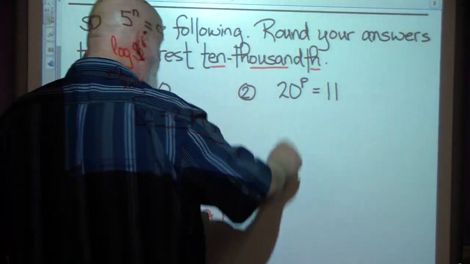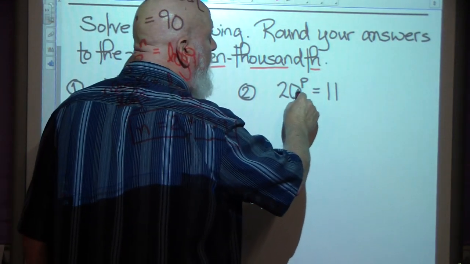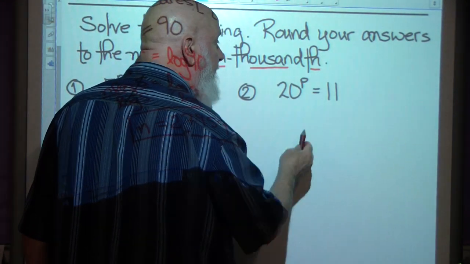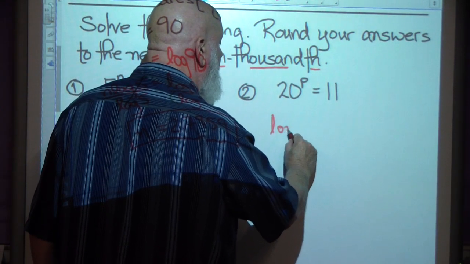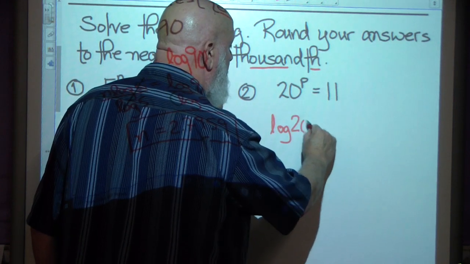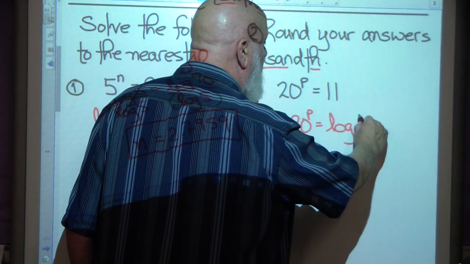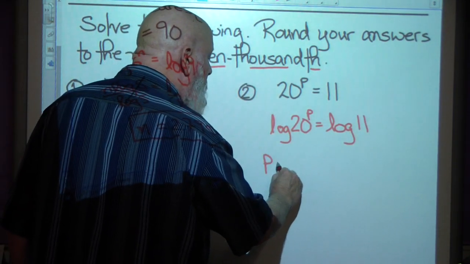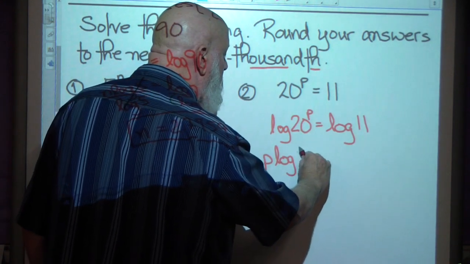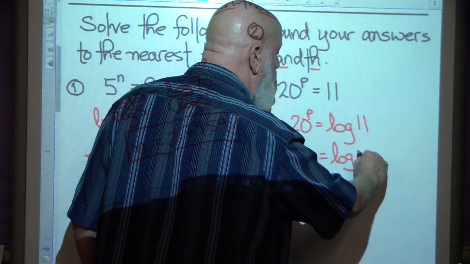We got 20 to the p power. I want to isolate this, so I'm going to take the log of both sides because my variable is in my exponent. So I got log 20 to the p is equal to log 11. I just took the log of both sides. You just write the word log. And then we move the p to here using the power property of logarithms. Neat little property. Makes life easy.